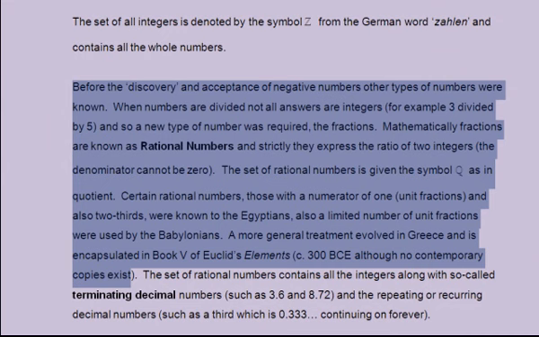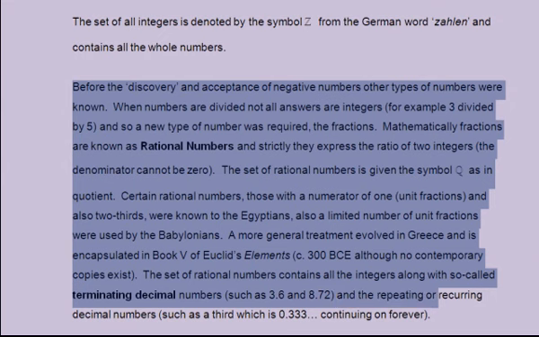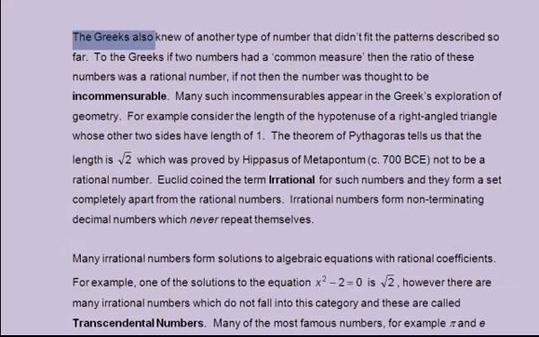A more general treatment evolved in Greece and is encapsulated in Book 5 of Euclid's Elements, circa 300 BCE, although no contemporary copies exist. The set of rational numbers contains all the integers along with the so-called terminating decimal numbers, such as 3.6 and 8.72, and the repeating or recurring decimal numbers, such as a third, which is 0.333, continuing on forever.